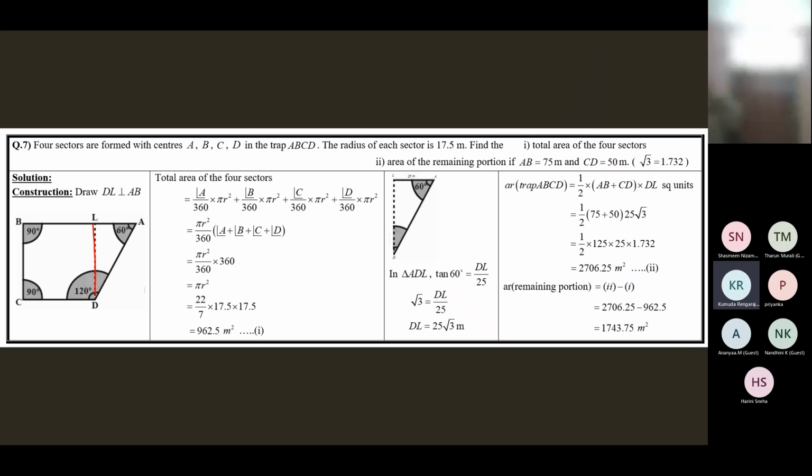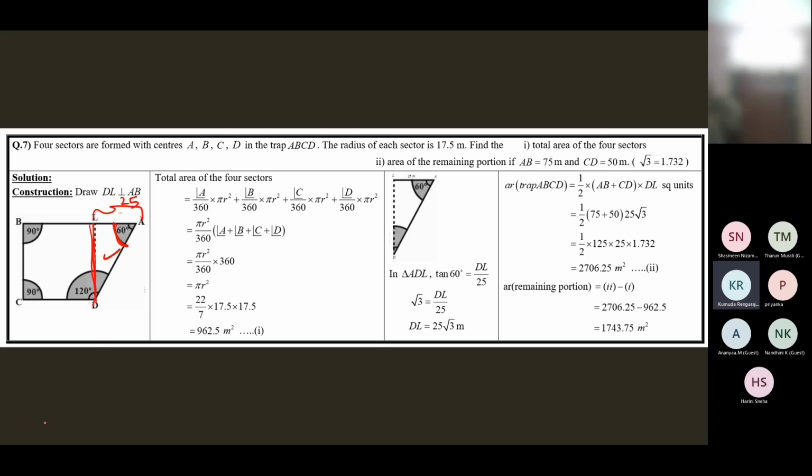So see here, in this right triangle ADL. What is our intention? We need to find the length of the line segment DL. What is known to us? This angle is 60 degrees, so we know this angle. And we also know the length of this side is 25 meters. So we know one angle and one side, so we can easily find DL.